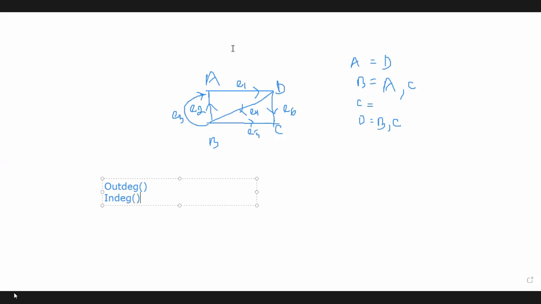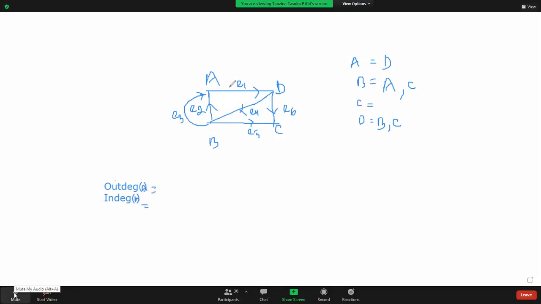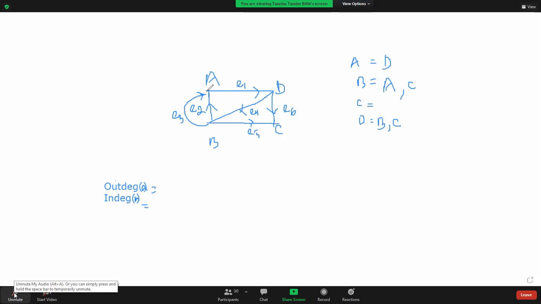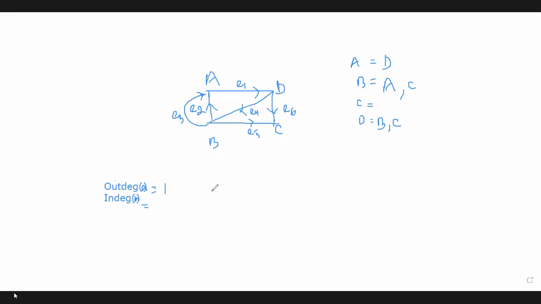Okay, so for A, suppose we want to find out its outgoing degree and incoming degree. How can I find it out? The outgoing degree of A is 1, A to D. How can we define it? It is the number of edges beginning at A, starting from that point. There is only one edge starting at A, that's why the out degree is 1. What about incoming degree? It is the number of edges ended at A. There are 2 edges from B to A, so the in degree is 2.